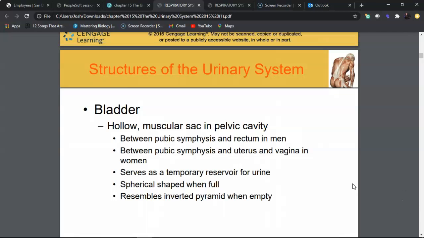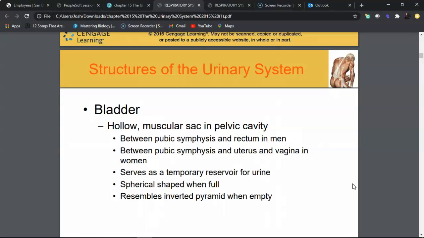So the next structure is the bladder, and the bladder is basically a holding sac. It's muscular, it's hollow, and it's the holding sac for urine. It's constantly made in the kidney, but we only urinate 6, 7, 8 times a day, depending on how much water we drink or possibly how much alcohol is drank. Different things can affect how much you urinate, but overall it's about 6 to 8 times a day.